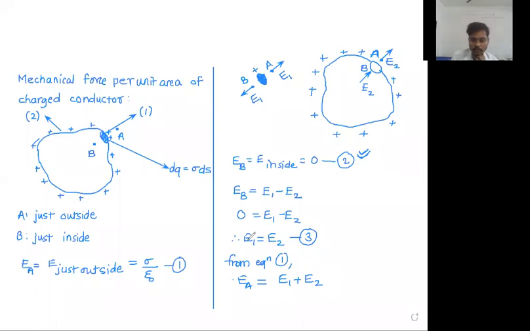Okay, but from equation 3 we know that E1 is equal to E2, therefore for time being we will write E1 plus E1 is equal to 2 times E1. Or you may write electric field at point A is equal to 2 times E1. But sir, electric field at point A was sigma upon epsilon 0. What is the total electric field at point A? It is sigma upon epsilon 0, which is equal to 2 times E1. Therefore it implies that E1 electric field value is sigma upon 2 epsilon 0.